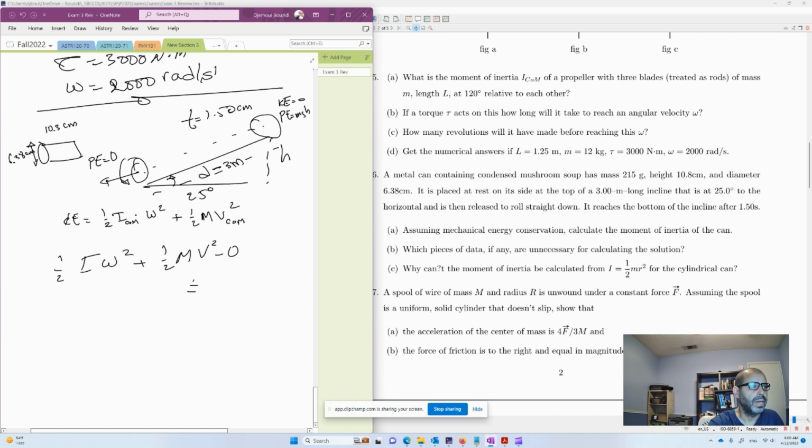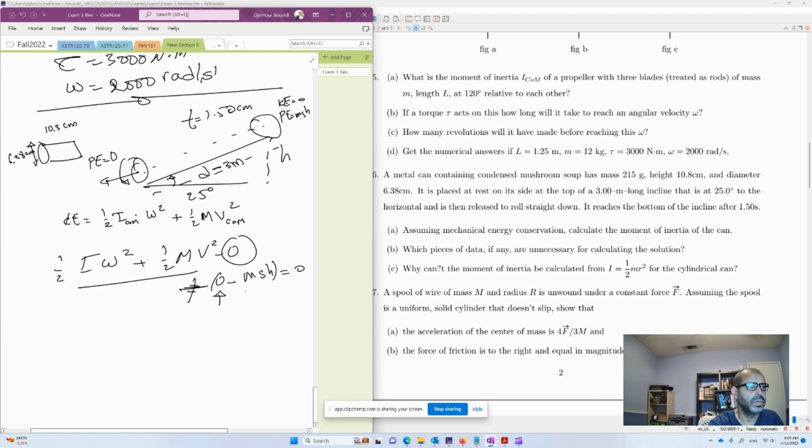I'm sorry, plus the final, which is 0, minus the initial, which is mgh, equals 0. That's the change in the whole mechanical energy. Okay, and this one is minus 0, so everything is perfect. So this is the final, the initial kinetic energy.